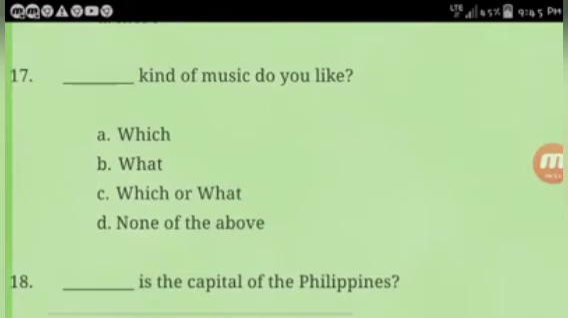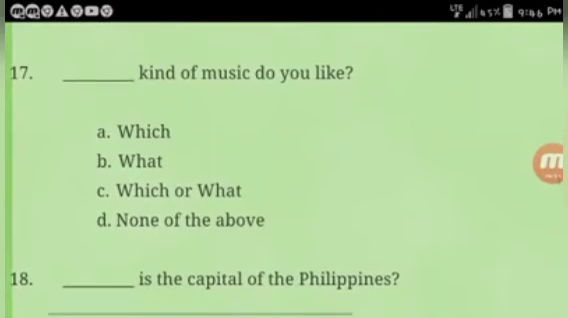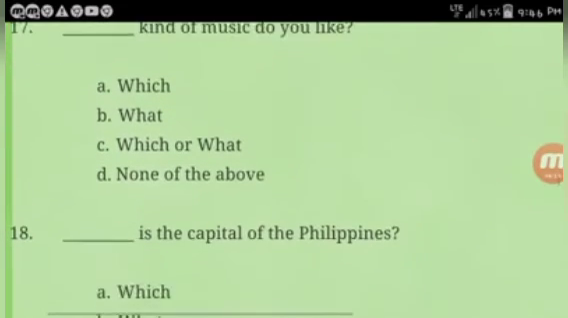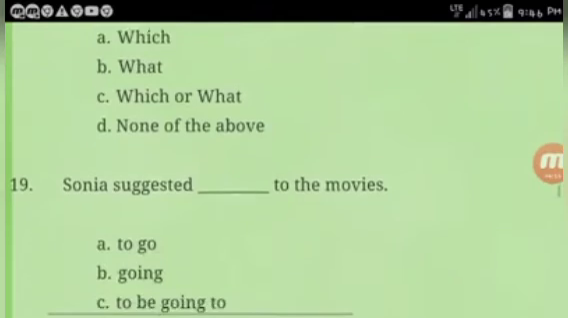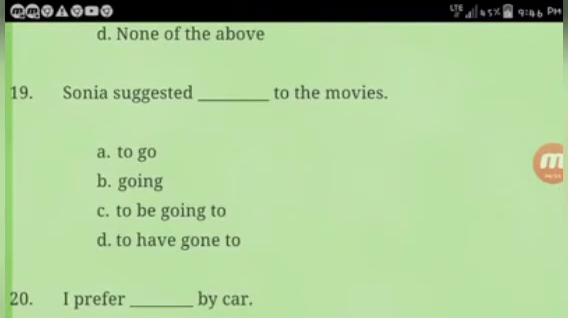Next, number 17, blank kind of music do you like? It is letter B. What kind of music do you like? Next one, blank is the capital of the Philippines. Of course, very obvious. It's what? Letter B. Next one, Sonia suggested blank to the movies.